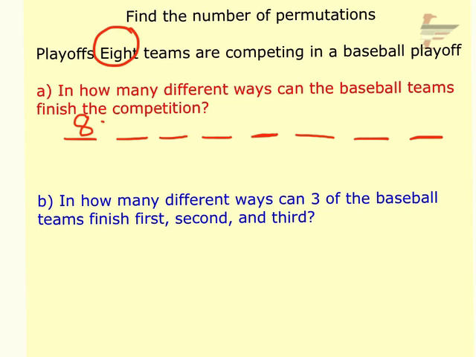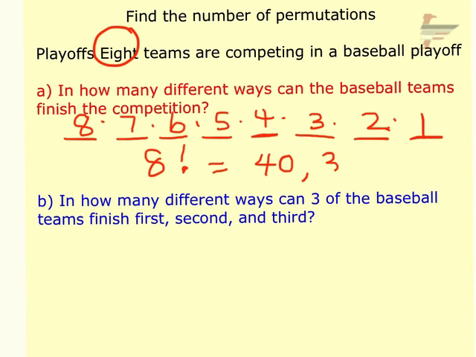Somebody's going to get last place. Then I only have 7 teams left to choose to get the next second to last. And then I have 6 teams to choose from, and then 5 teams, and then 4, and then 3 teams, and then 2. And then, of course, I'm down to the winning first place team. Now, this is the same as 8 factorial, which you probably recall is 40,320 different ways these baseball teams could finish the competition.